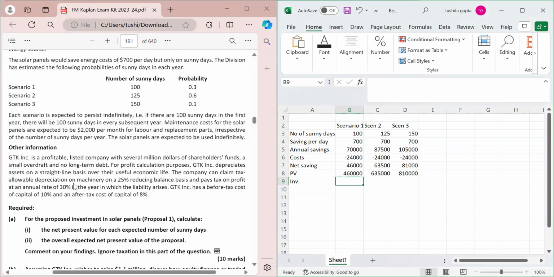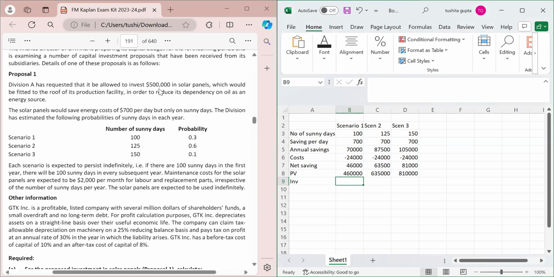Now, let's subtract our initial investment. This is $500,000 given to us in the question. So this is what your initial investment looks like, and it will be there in all of the scenarios. So, net effect, your NPV is going to be the difference between your investment and your present values. So, this is what you will find out your NPVs to be.